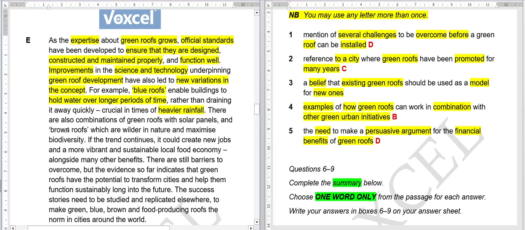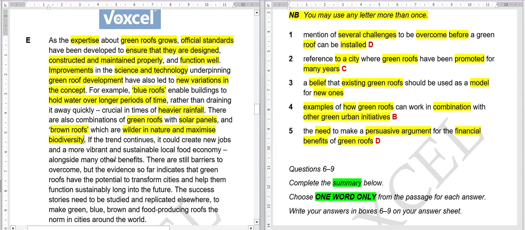There are also combinations of green roofs with solar panels and brown roofs, which are wilder in nature and maximize biodiversity. Now we are pairing green roofs with solar panels and with brown roofs. These brown roofs are wilder in nature, and they maximize biodiversity. So obviously brown roofs have more types of plants; the biodiversity is diverse, there is more availability of plants.